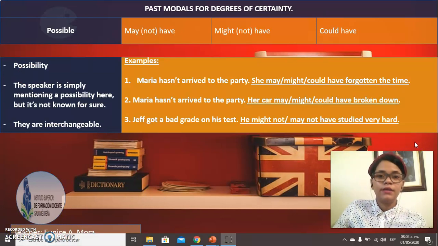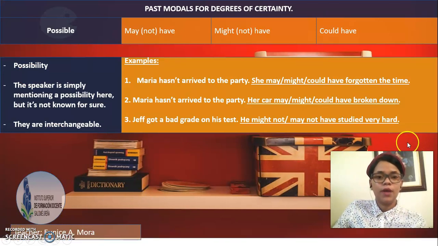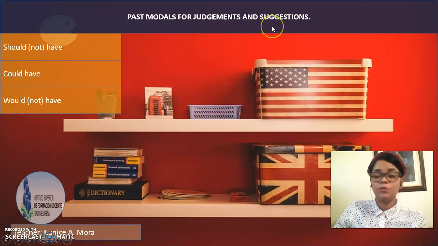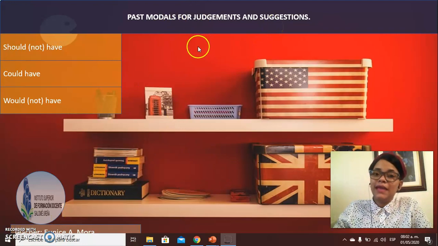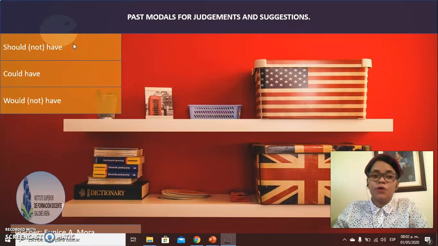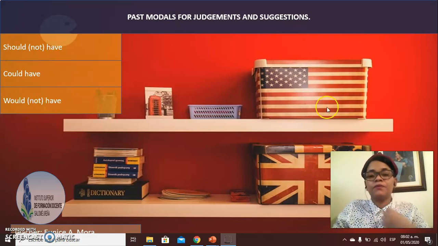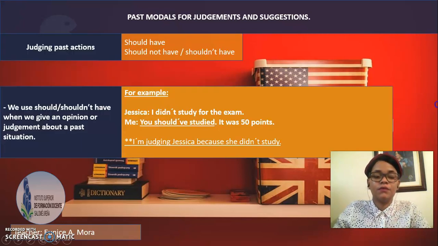Okay, then let's continue with past modals for judgments and suggestions. In these cases, we work with three modals. We have should have, or its negative form, which is should not have, could have, and would have or would not have. Then, the first one is used for judging past actions, and it is should have or the negative form.